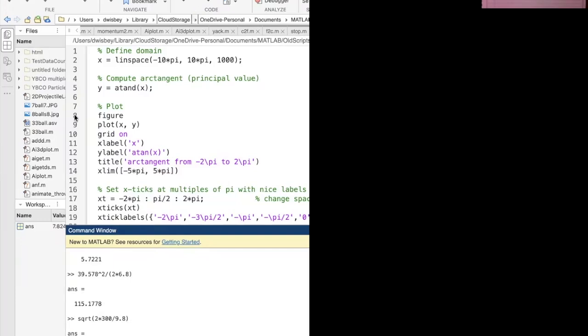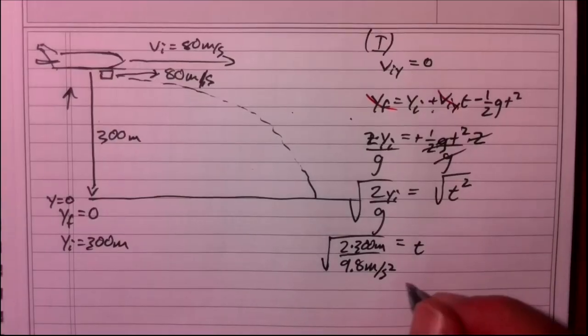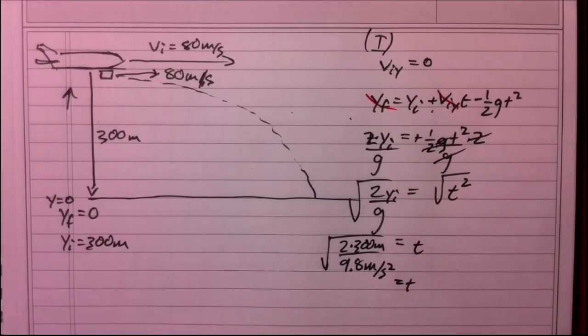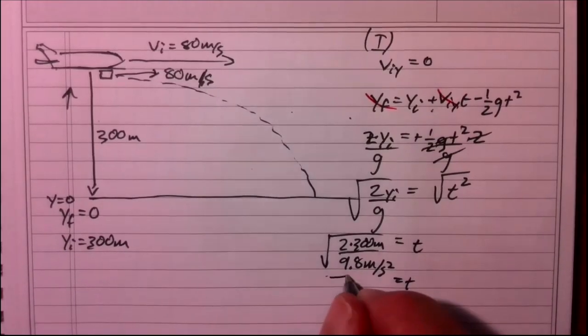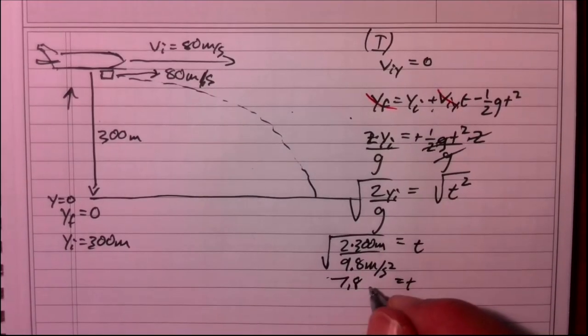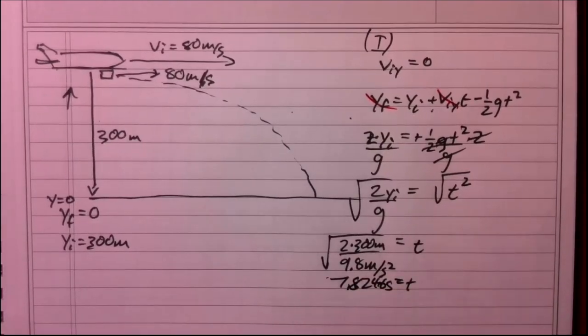I'm gonna make this bigger. There we go. So I'm going to write that down on my card here. So T is going to equal 7.8246 seconds.